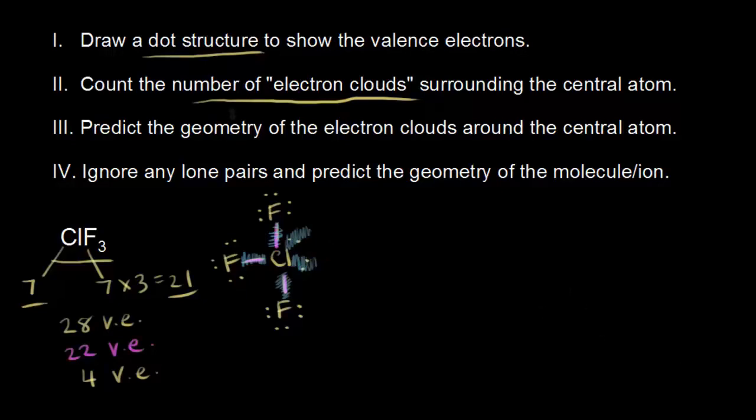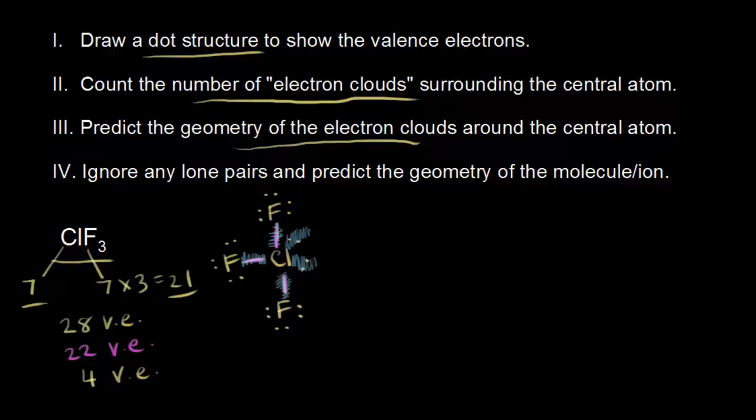In step 3, you predict the geometry of those electron clouds around your central atom. And in the previous video, we used VSEPR theory to talk about why 5 electron clouds are going to form a trigonal bipyramidal geometry. They're going to repel each other as much as they possibly can. Turns out that's a trigonal bipyramidal geometry here. So our electron clouds are going to be in the same geometry here.